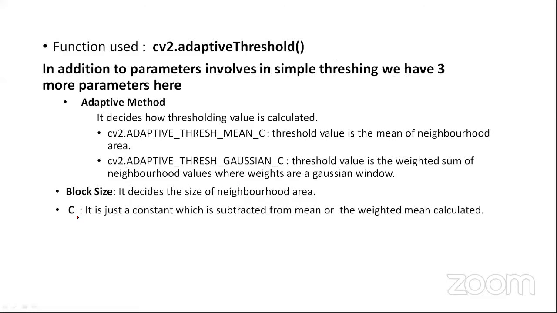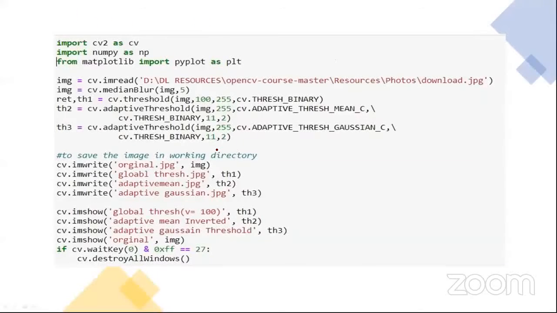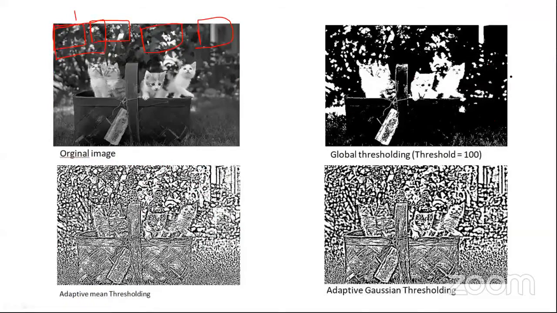We also specify a constant C which will be subtracted from these values, because the algorithm calculates the threshold automatically. This is the way we can implement our adaptive thresholding. You specify the image, you give the maximum value which is 255, and you are not giving a threshold here, and you give the method, and this is how the results look.